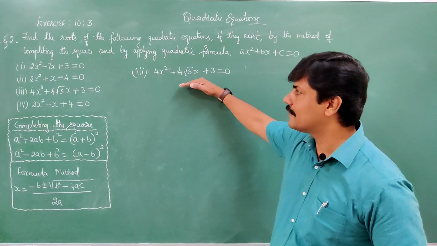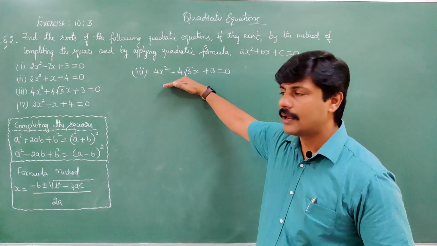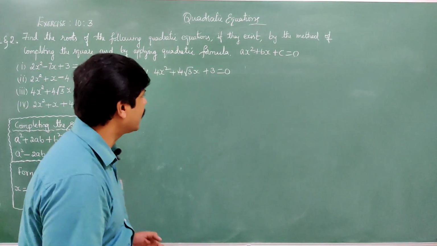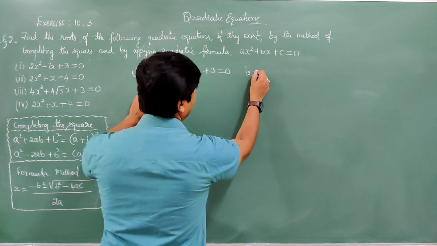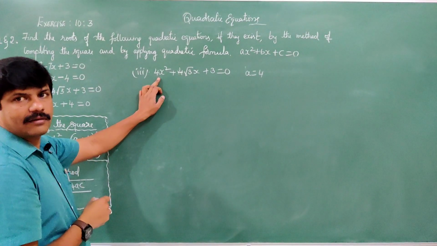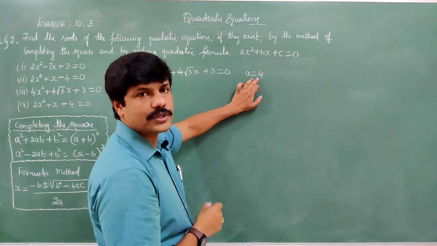Now we'll find the roots of this quadratic equation, equation number 3, by the method of completing the square. So what is that? First step you have to follow: find out the value of a. The value of a here is 4. When you compare this with the standard equation you will get a equals 4.